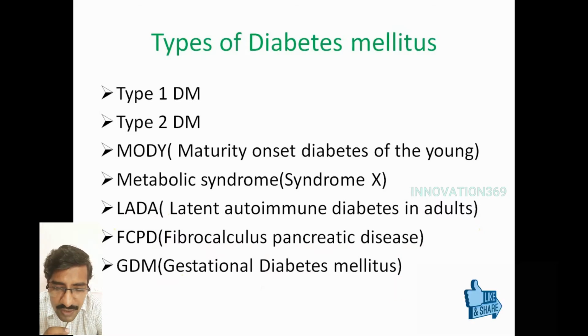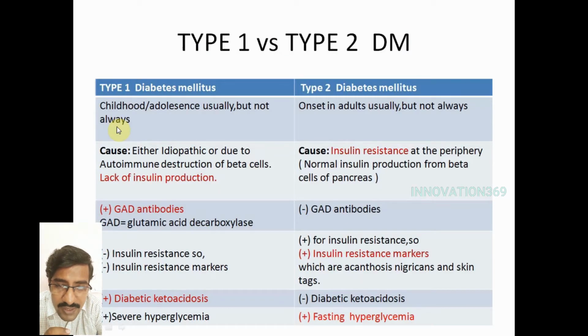Among all these different types of diabetes mellitus, today we will compare only the differences between type 1 diabetes and type 2 diabetes. So in type 1, the age of onset is usually childhood or adolescence, and in type 2, the age of onset is usually above 40 years, or in adults.